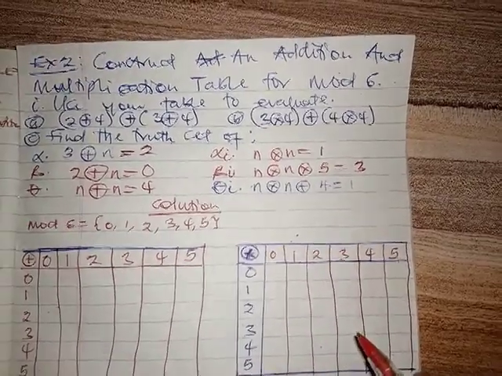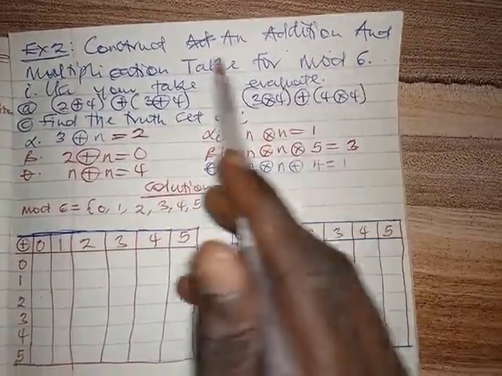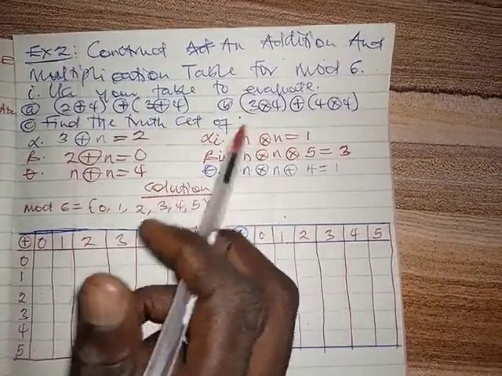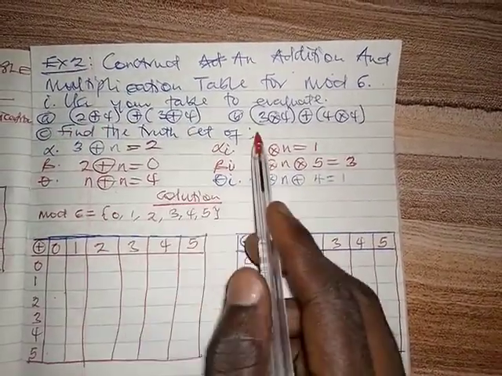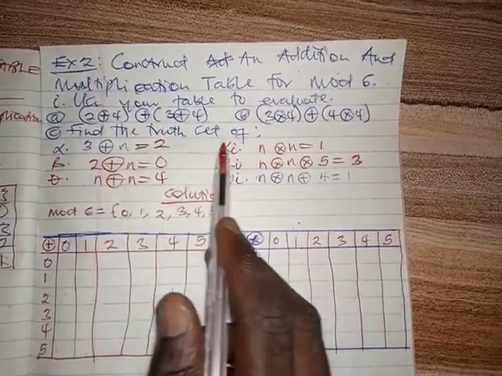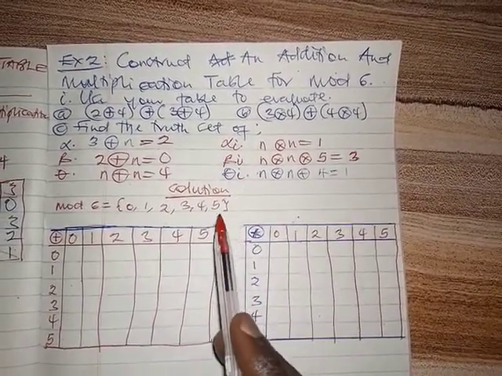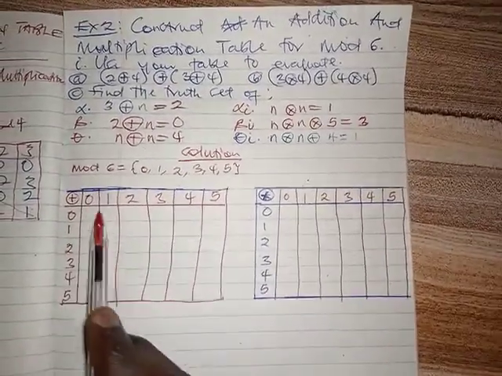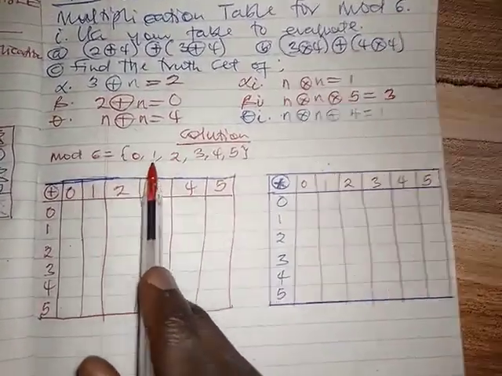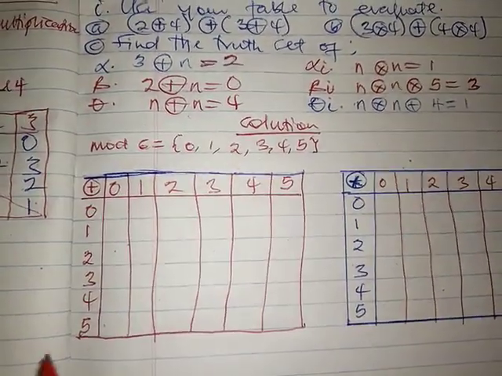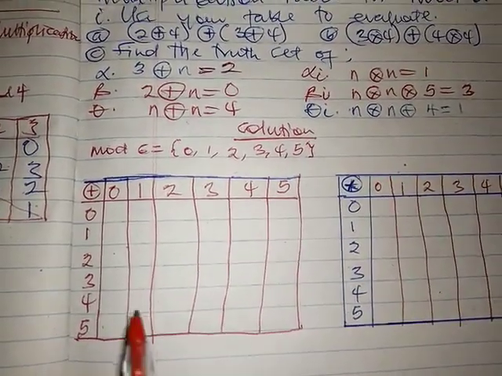Now let's consider this question. You have to construct an addition and multiplication table for mod 6. You have to use your table to evaluate this problem, and you have to find the truth set of this, and these few problems. So we have this wonderful question here. Now under mod 6 we have the values of 0, 1, 2, 3, 4 and 5. So per how we did the first one, we are going to do the same thing.